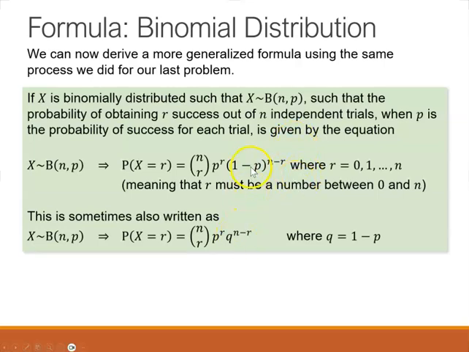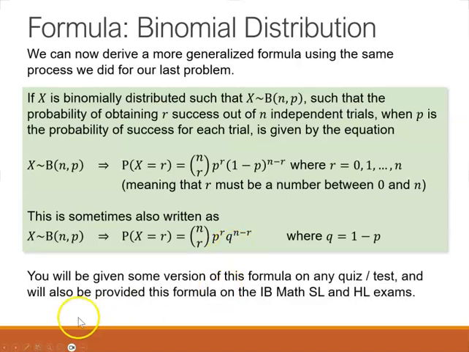And here we just note that sometimes 1 minus p we write as q, where q is just the probability of failure. You don't need to memorize this formula. It'll always appear on any equation sheet on your quiz or test and even on the IB exam.